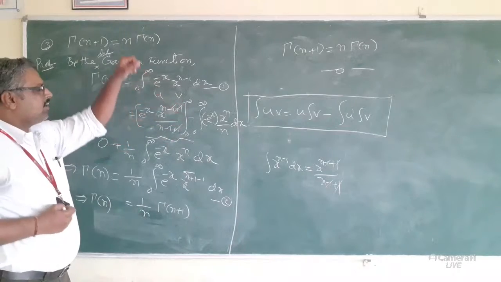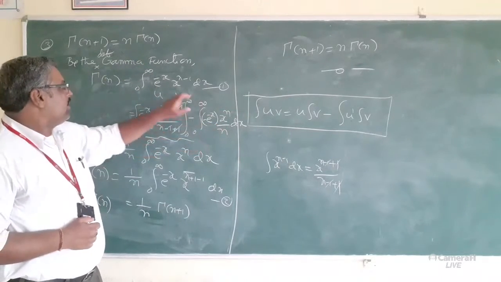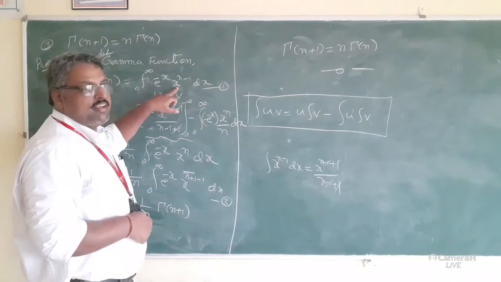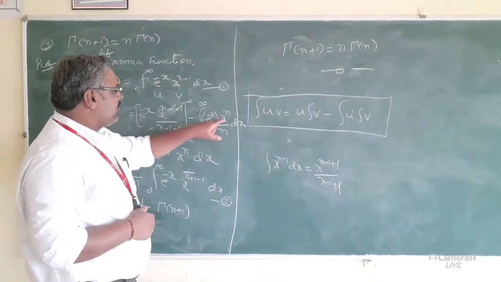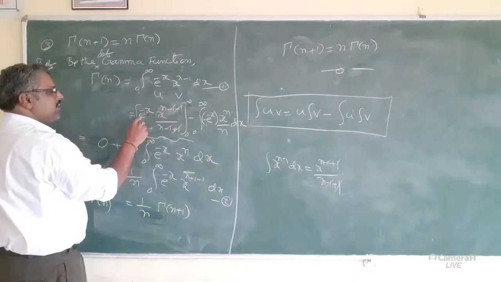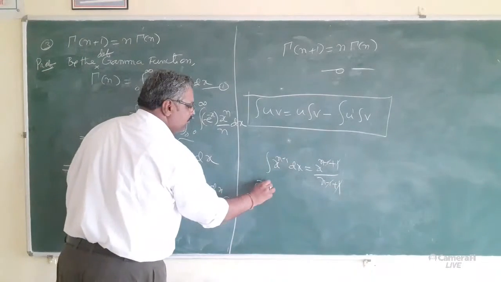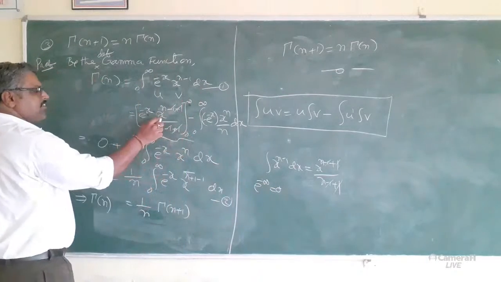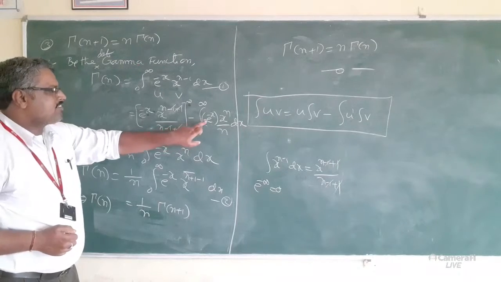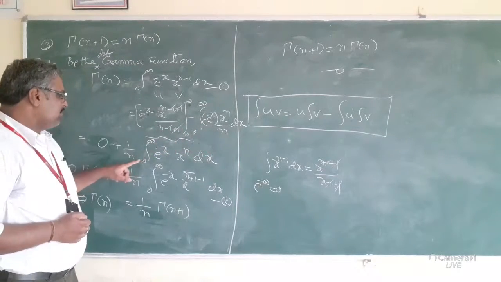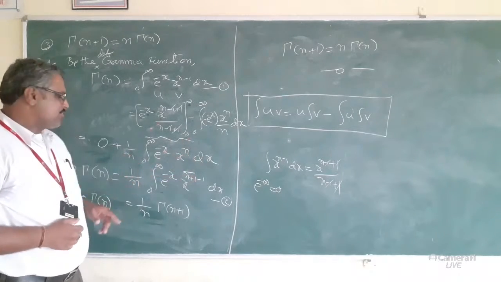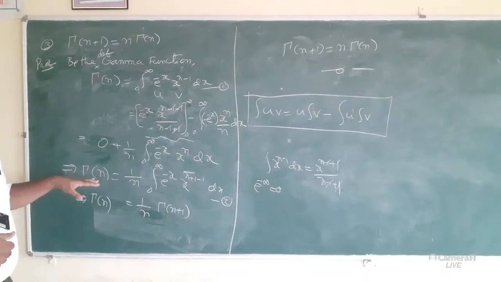Now limit 0 to infinity minus integral 0 to infinity. The derivative of e power minus x is minus e power minus x. X power n minus 1. The integral value is already known, x power n by n. Now substituting the limits. If you put x equals infinity, e power minus infinity is 0. If you put x equals 0, it is 0. Now minus minus plus 1 by n into integral 0 to infinity e power minus x into x power n dx.